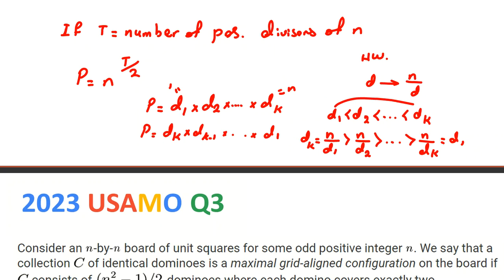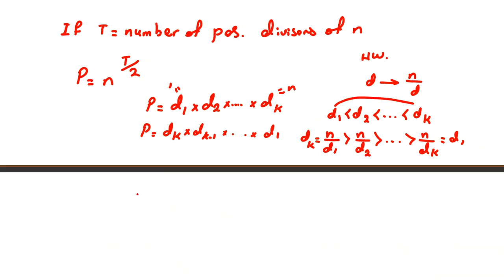So we multiply it, and we can conclude P squared is d1 dk times d2 d(k-1) and so on, which is n times n times n. And k is equal to t, the number of positive divisors. So it is equal to n to the t. Because k is the number of positive divisors, we could also write t instead of k here.